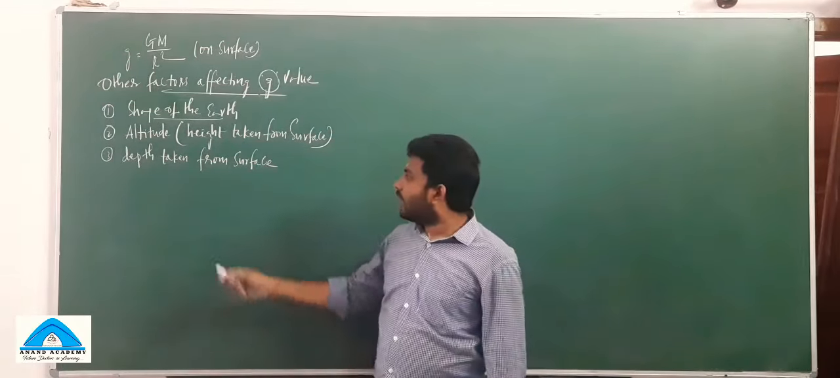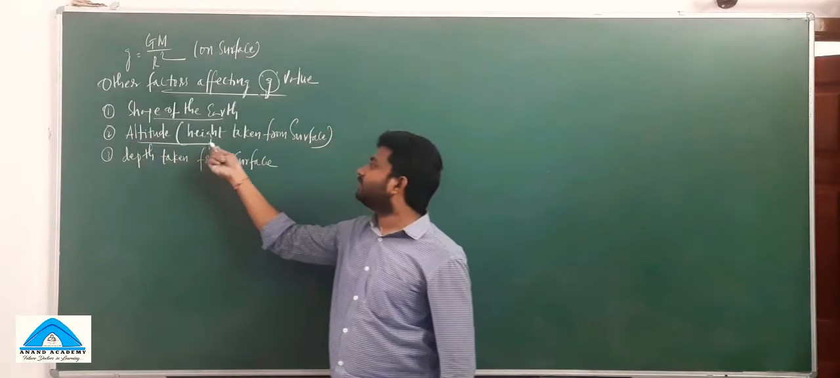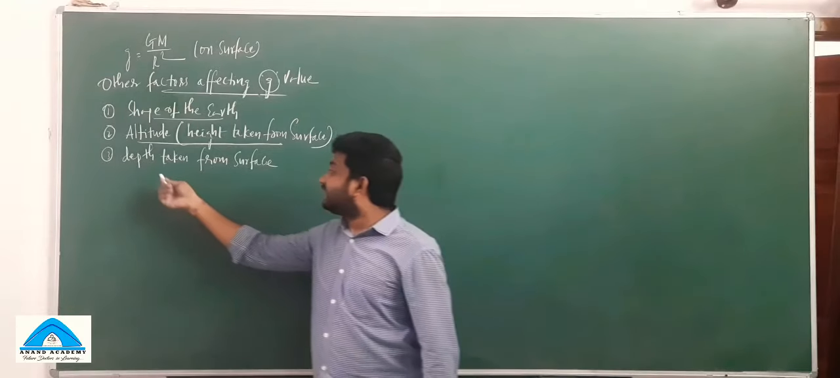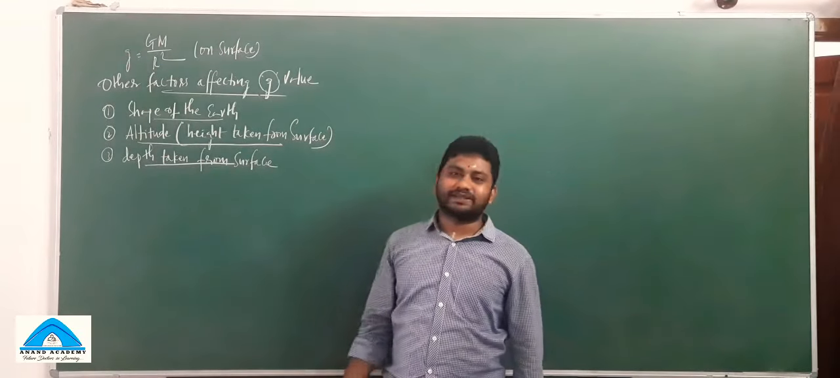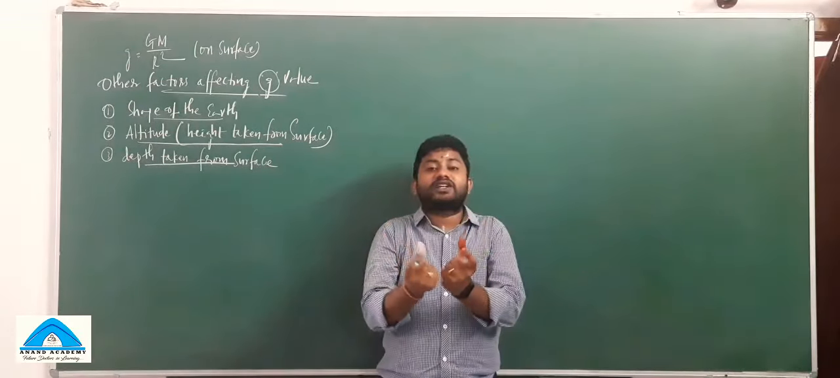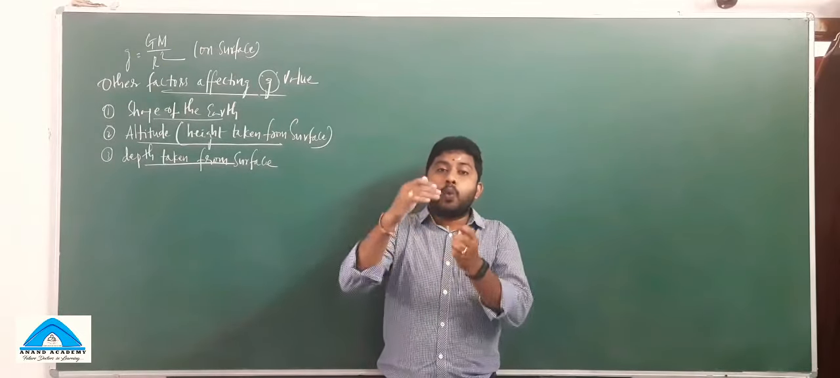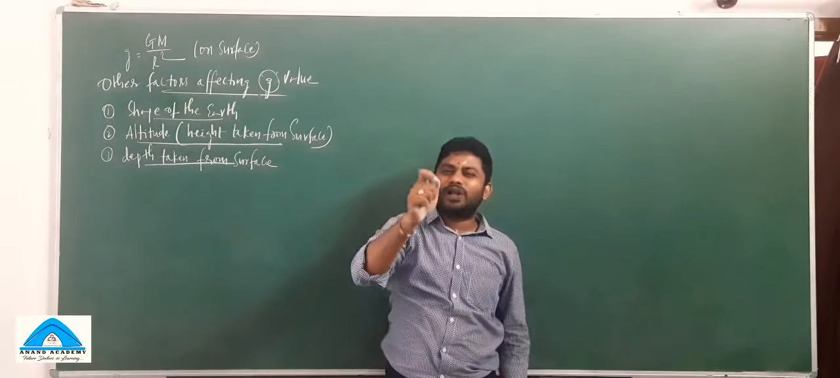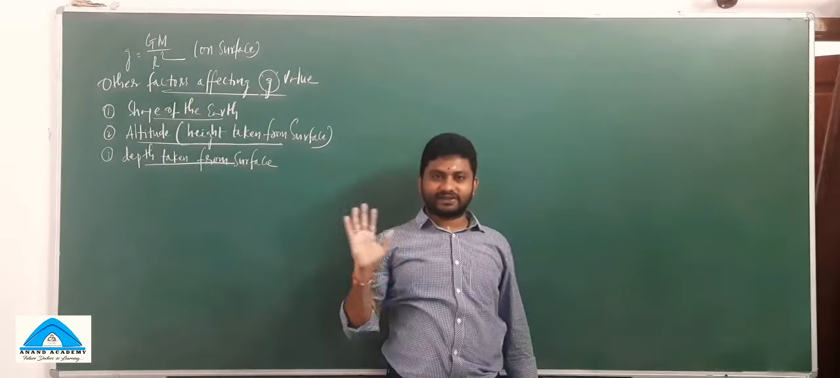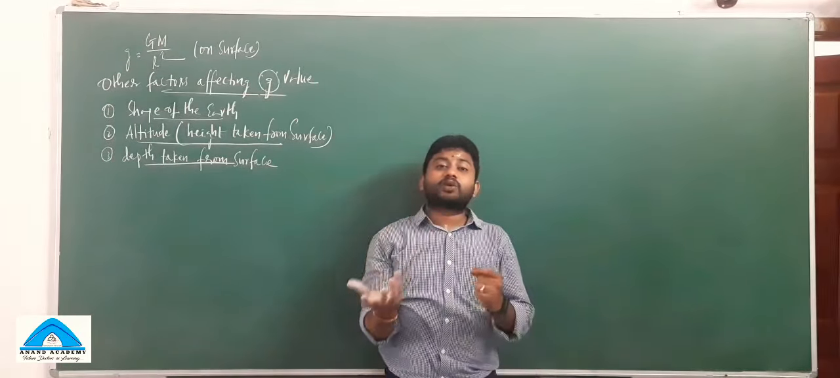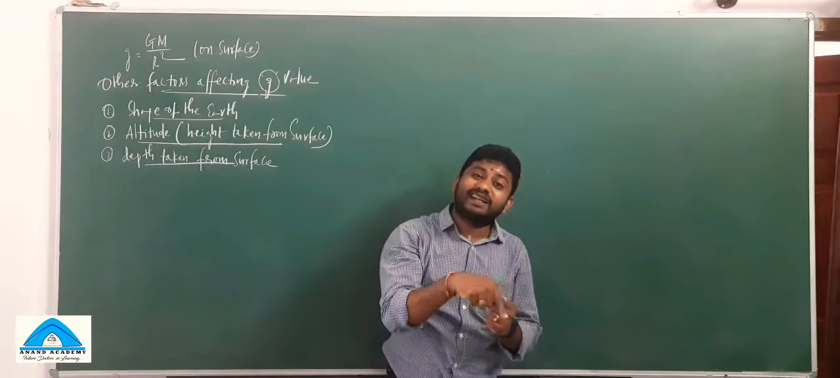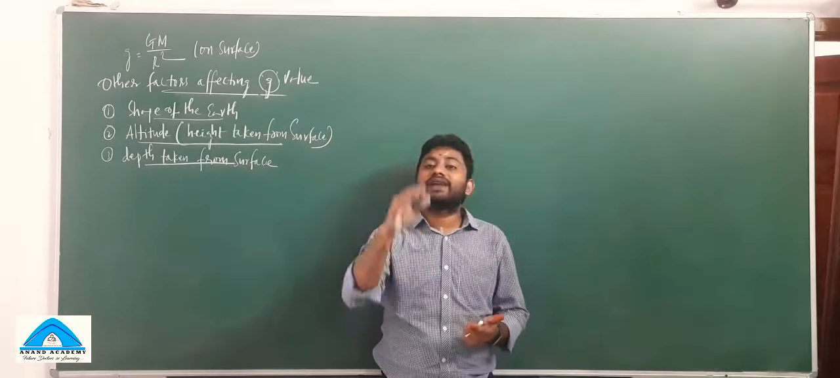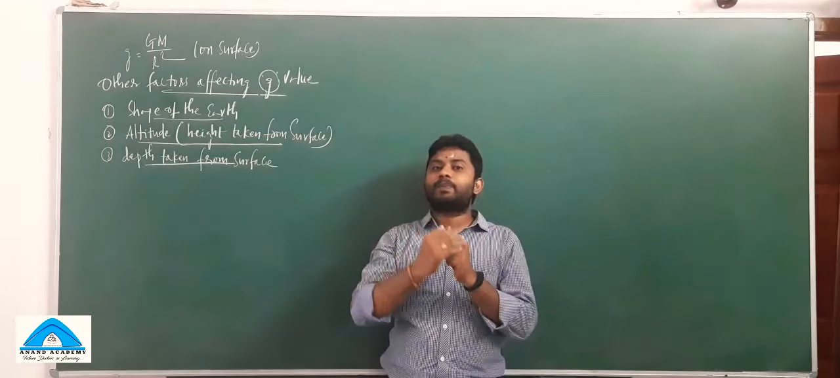And number two, altitude means height taken from the surface of the earth. Number three, depth taken from the surface. From the surface of the earth, I have told you clearly, when you're taking the body to some height, the small g value will decrease. When you are taking it to some depth towards the center from the surface of the earth, your acceleration due to gravity will decrease. And the shape of the earth, right?